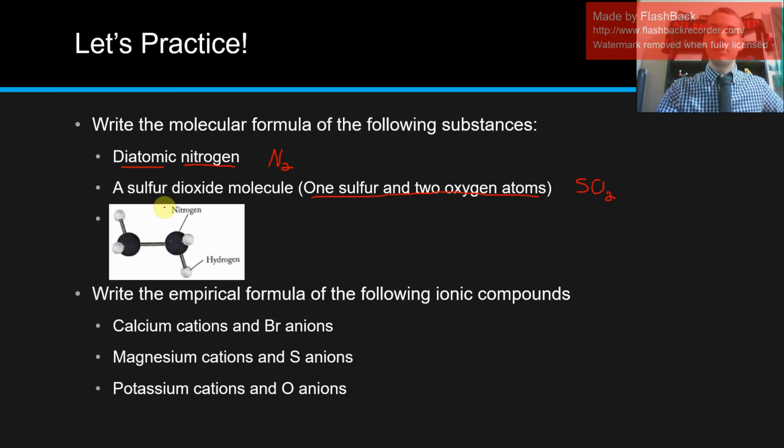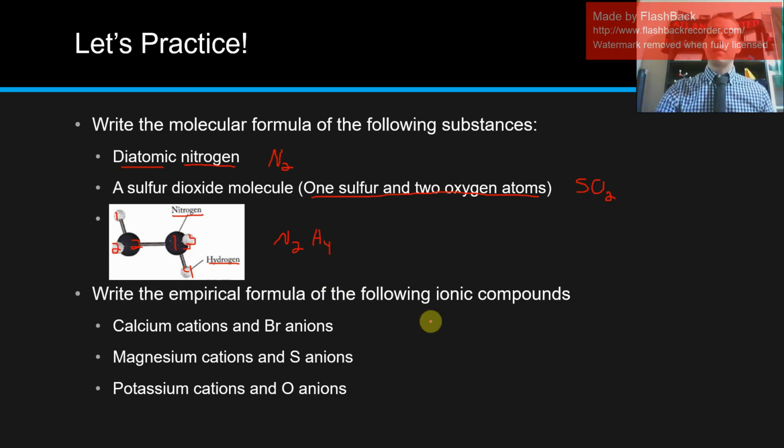Now we have something a little bit different in picture, right? Look at the picture, we can see that we have nitrogen and hydrogen atoms. And so we count 1, 2 nitrogen atoms, and 1, 2, 3, 4 hydrogen atoms. So we write this one as N2H4. Okay, so what about ionic compounds? Now let's practice empirical formulas.